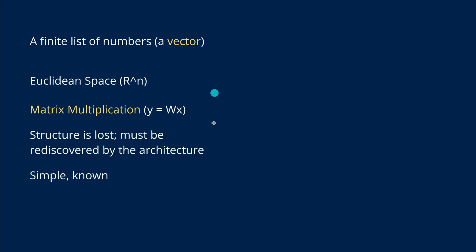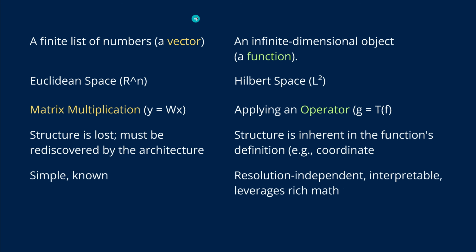Now, I give you here, on the other side, the corresponding elements if we go one step up in mathematical complexity, and we get some beautiful benefits if we do this. Suddenly we have not a finite list of numbers, we have infinite dimensional objects, a function that we operate on. The mathematical space switches from a Euclidean space to a Hilbert space. We go from a simple matrix multiplication to a much more powerful operator algebra.